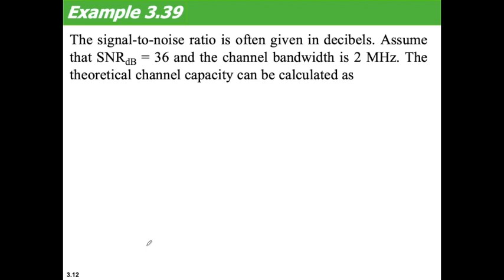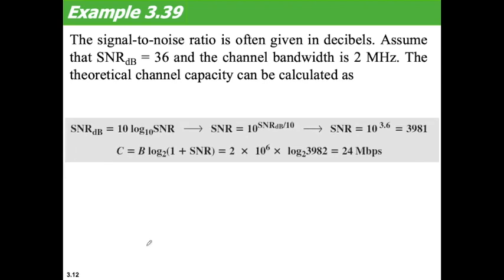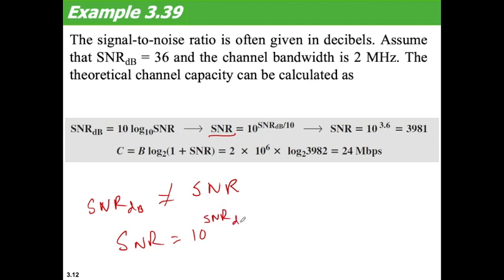All right, sometimes, as you know from the previous video, the signal to noise ratio is given in decibels. So in that case, we have to convert it to the signal to noise ratio. Be careful, because signal to noise ratio in decibels is not the same as signal to noise ratio. Why? Because SNR is 10 to the power of SNR in decibels divided by 10. So in your question, if you are given the signal to noise ratio in decibels, you cannot use it directly in the Shannon capacity, because in the Shannon capacity you have to use the SNR value.